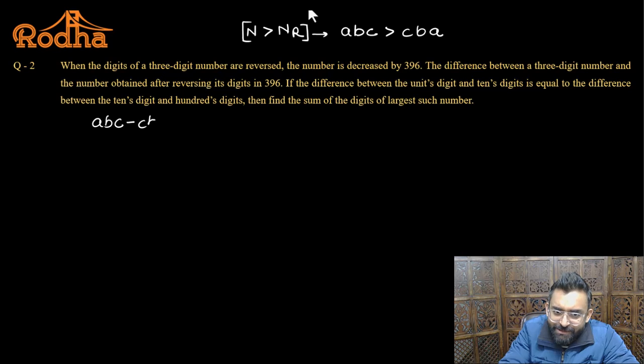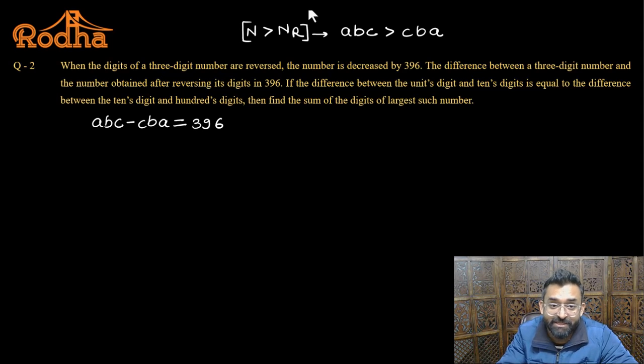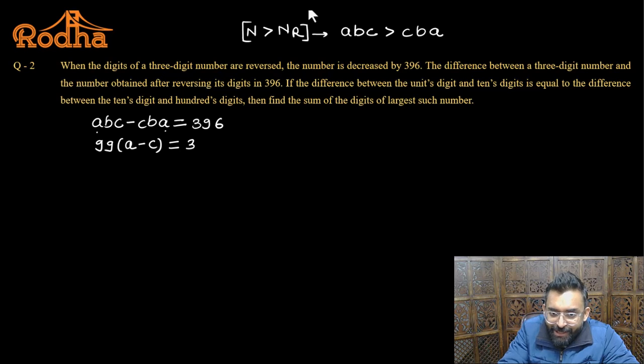ABC minus CBA is equal to 396. Now look at the place value of A. I'm not going to write that equation again. We should be clear with the concept as of now. A has 100, A has 1, so I'll be getting 99A. B will get cancelled. C has 100 here and 1 there, so 1 minus 100 is minus 99. That is 396. So A minus C will come out to be 4.